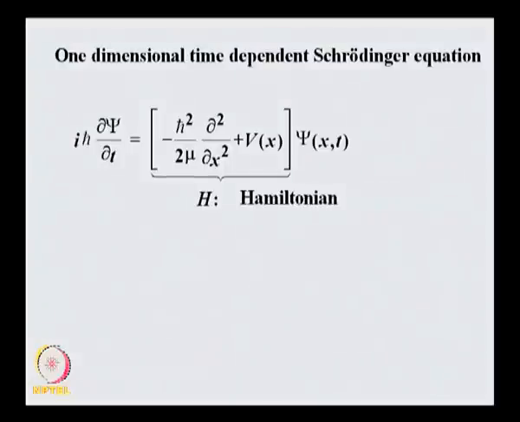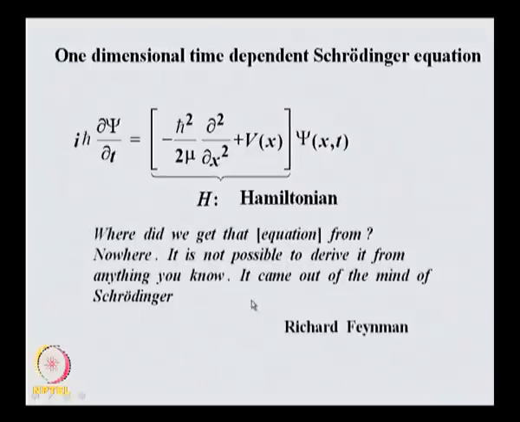Now, as we had discussed last time, the one dimensional time dependent Schrodinger equation: i h cross del psi by del t equals minus h cross square by 2 mu del 2 by del x square plus V of x, and this quantity is known as the Hamiltonian, times psi of x t. So, as Feynman has written, where did we get that equation from? Nowhere. It is not possible to derive it from anything you know. It came out of the mind of Schrodinger.